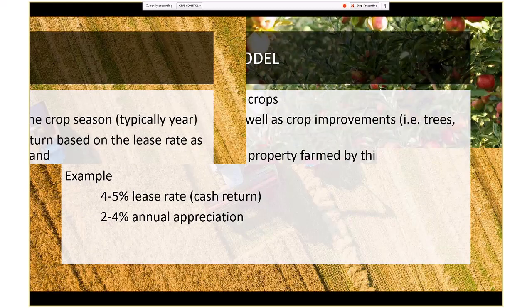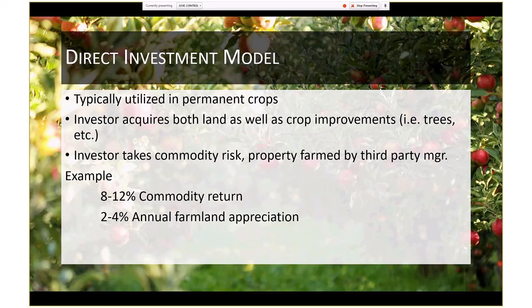Going on to the next slide. So the direct investment model. This is, I would say, the second most utilized strategy for investing, and this is what we as our company focus on. And it's typically utilized in permanent crops. And like I mentioned earlier, this is really where the investor acquires the land as well as the crop improvements. Let's just use the example of apples. The investor would purchase the land as well as owning the apple trees and related infrastructure, such as trellis systems and irrigation for those improvements.